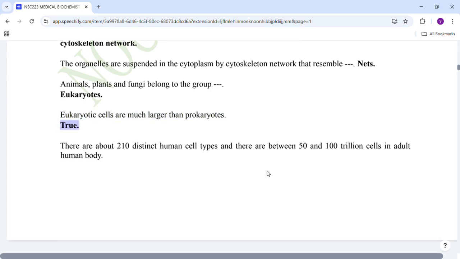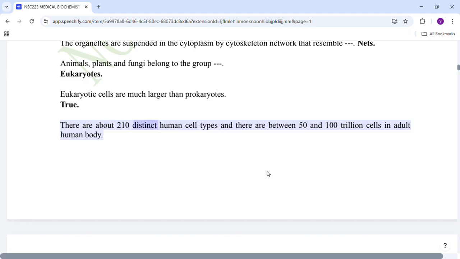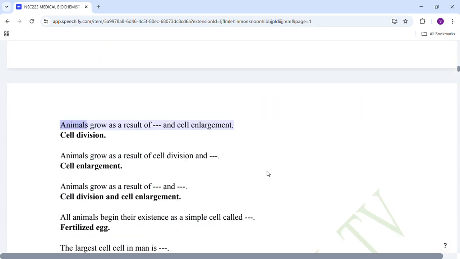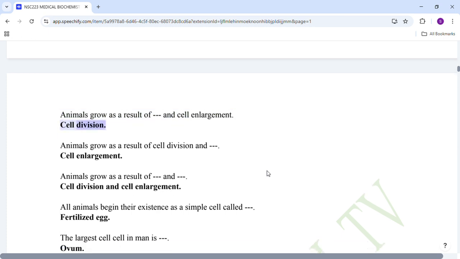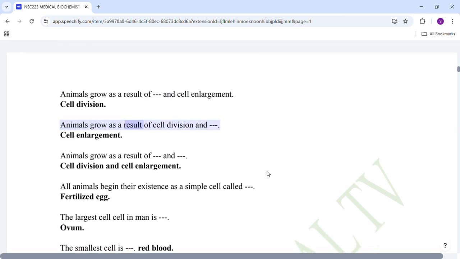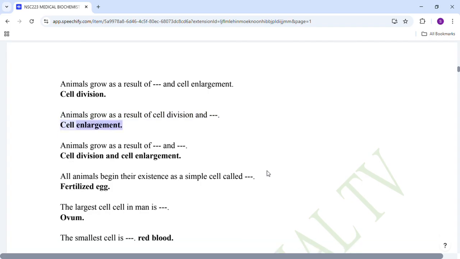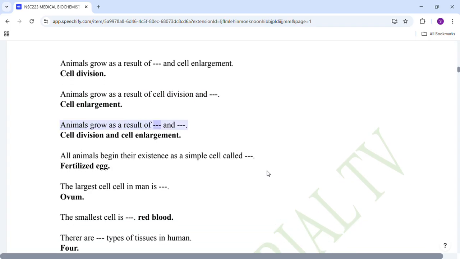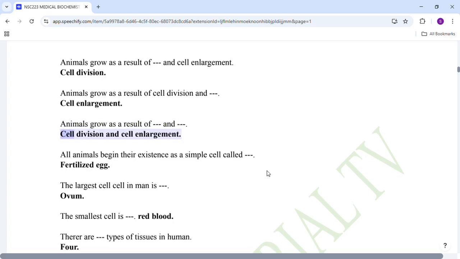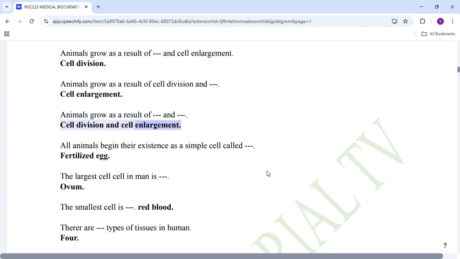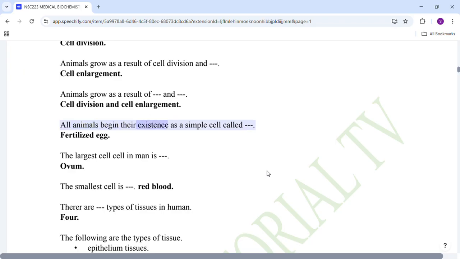There are about 210 distinct human cell types, and there are between 50 and 100 trillion cells in the adult human body. Animals grow as a result of cell division and cell enlargement. All animals begin their existence as a simple cell called a fertilized egg.